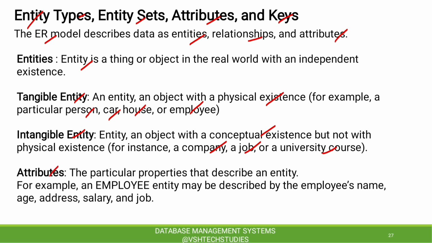Attributes. The properties of an entity are called its attributes. For example, if we take the employee entity, it can be described by employee's name, age, address, salary, job. So employee's name, age, address, salary and job are called as attributes of entity employee.